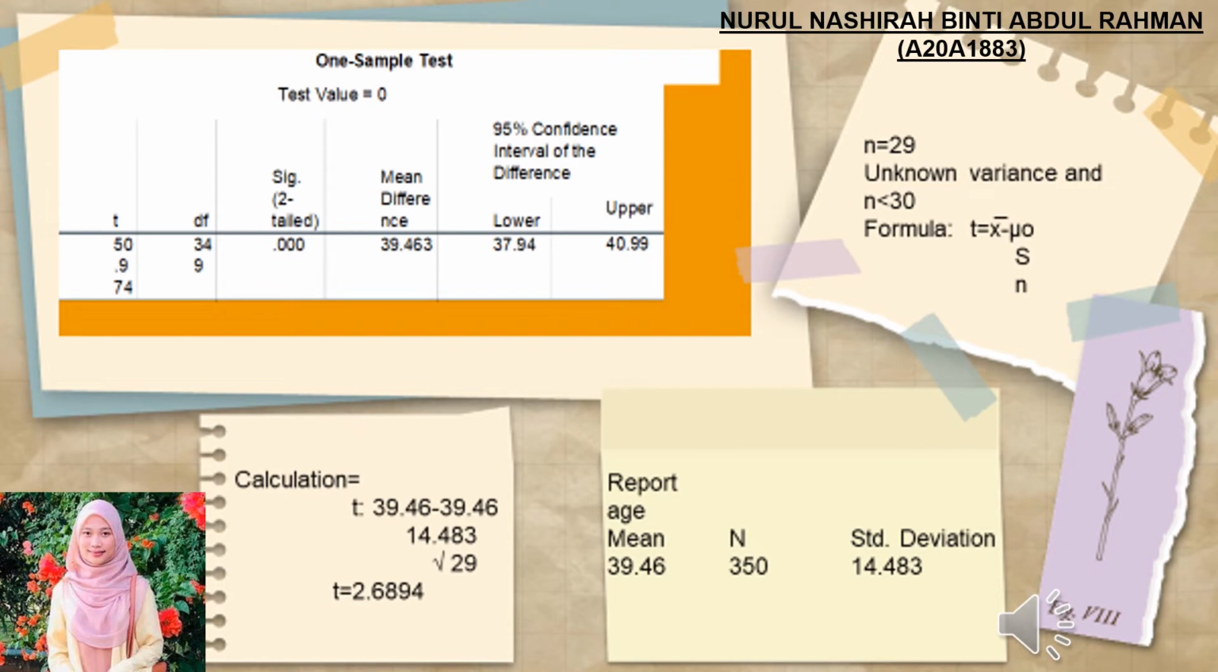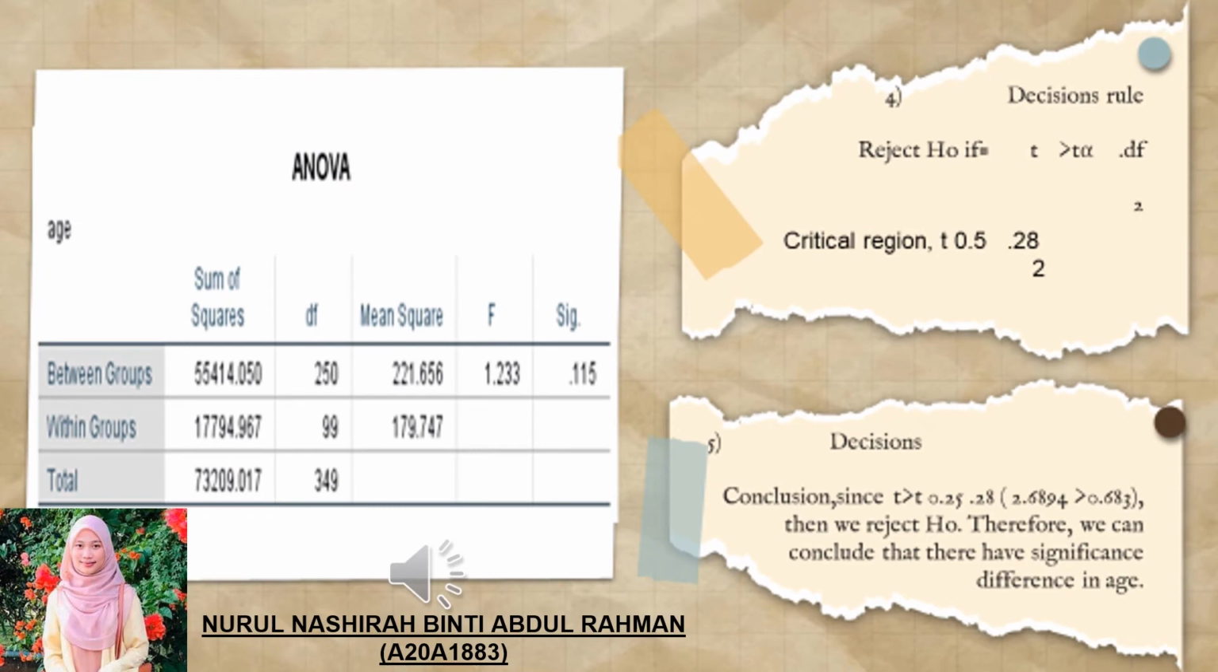And third is the calculation. The result is t equal to 2.6894. Here is the ANOVA table, we can see the calculation and the result of the ANOVA.